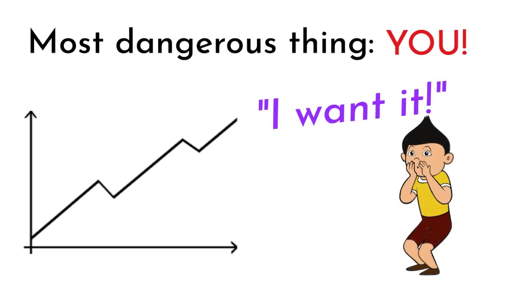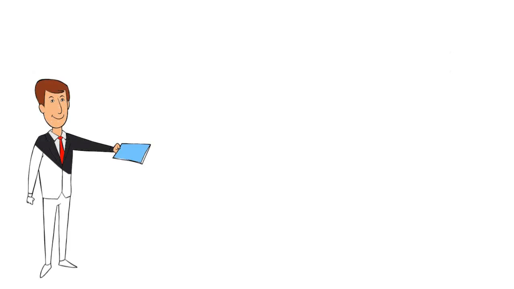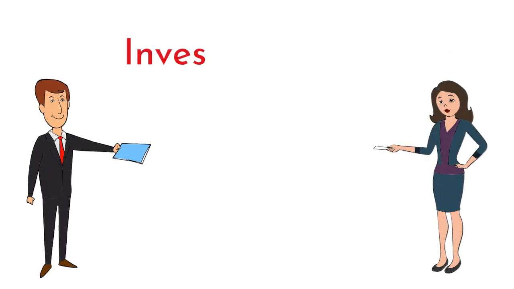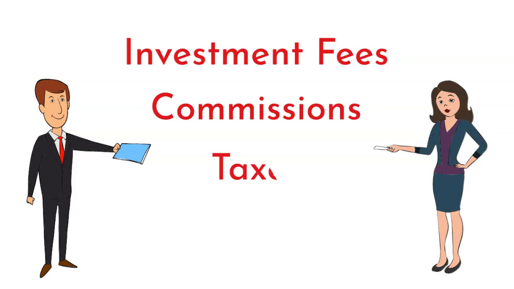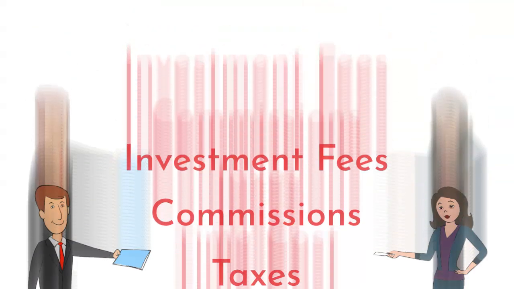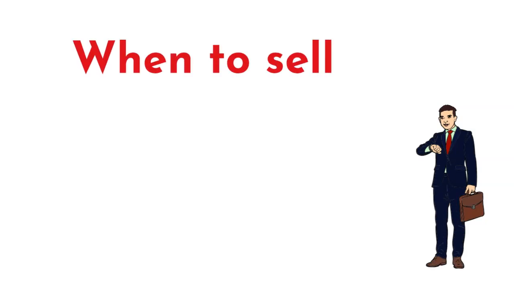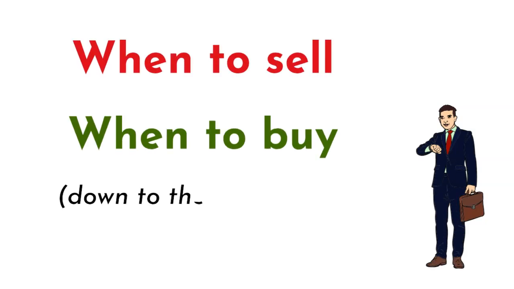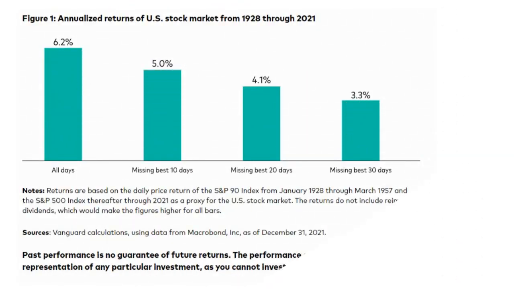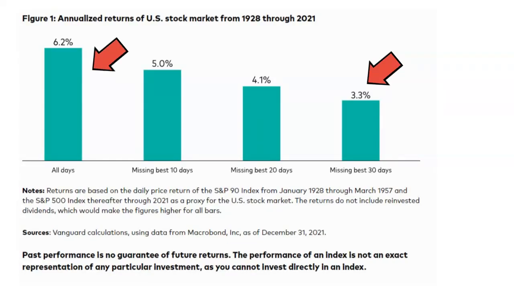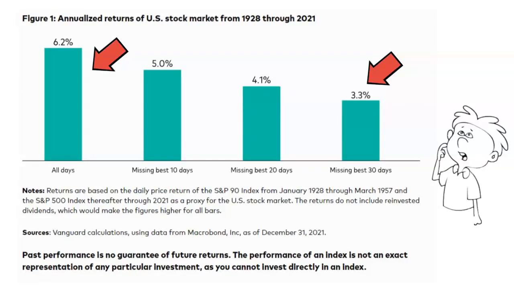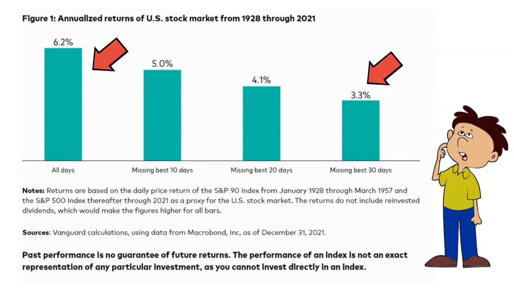When you or your fund manager actively trades, you incur costs like investment fees, commissions, taxes, and cost of your time. Additionally, you will need to be right about not only when to sell, but also when to buy in, down to the precise day. If you miss 30 of the best days from 1928 to 2021, your return will be basically half than if you had just stayed invested. Even if you were somewhat consistently right, your long-term profit is not that much better.